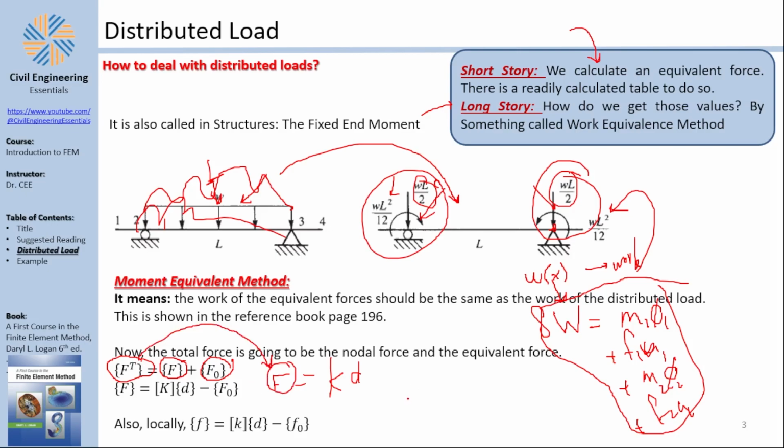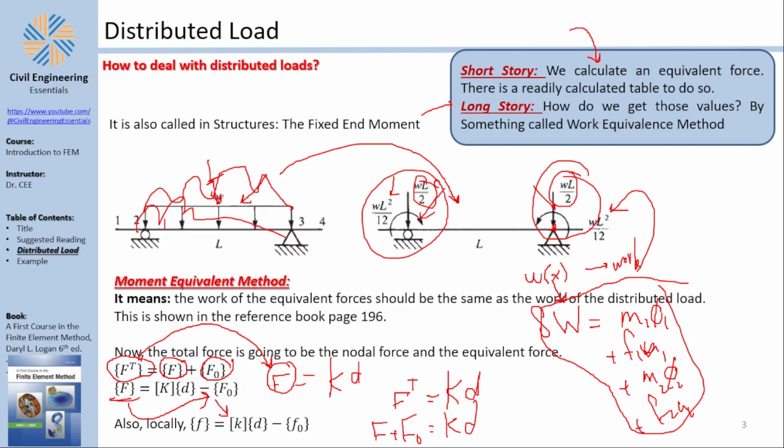Which means that in fact, the real equation is F total equals K, the global structural stiffness matrix, multiplied by D. Now we know that F total equals F plus F0, so F plus F0, or F naught, equals K multiplied by D. So you can find the nodal loads by basically subtracting F naught from both sides. And that's how this equation looks. This also works for local forces, by the way.